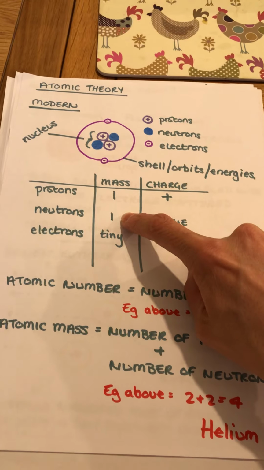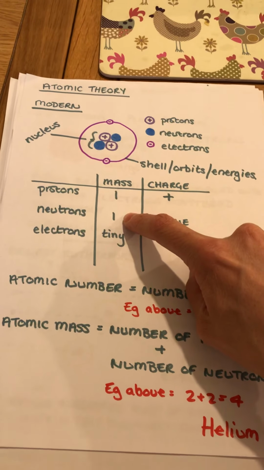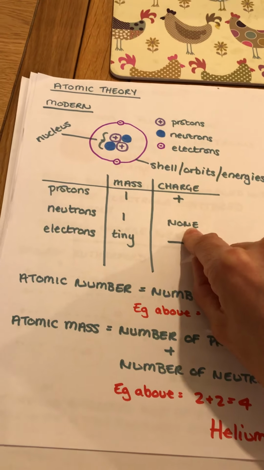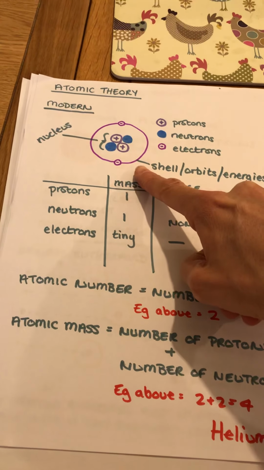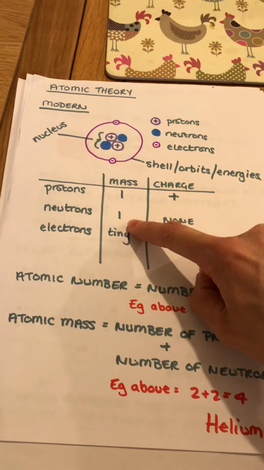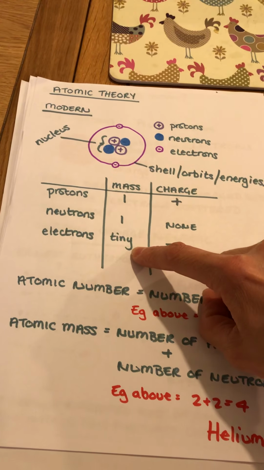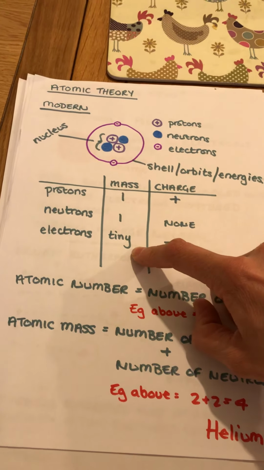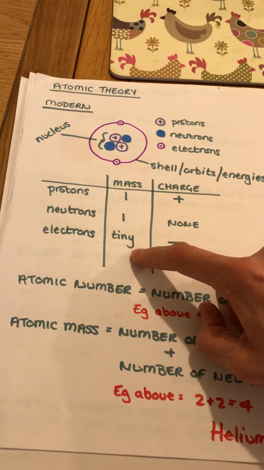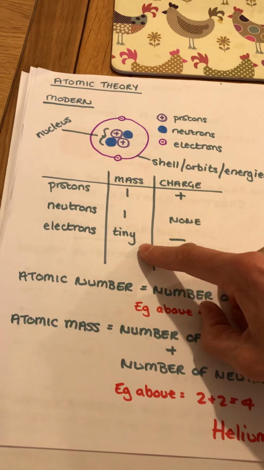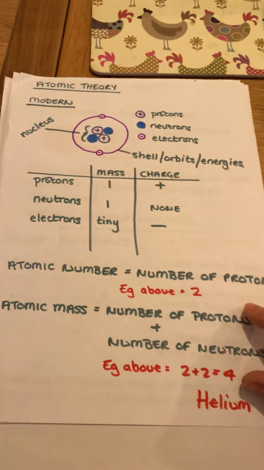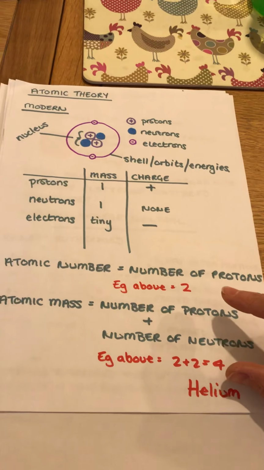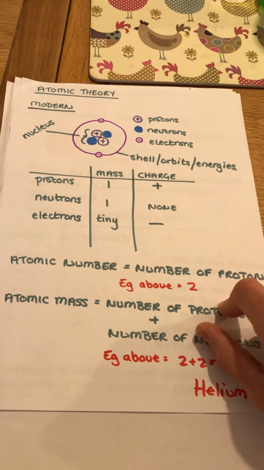The neutrons have a mass of 1. Neutrons are neutral, so they have no charge. So all the mass of an atom is held in the nucleus. And the electrons then have a very, very tiny, negligible mass. They don't contribute much at all, if anything, to the mass of the atom. The electrons are negative. Okay, so I'm hoping this is just a recap of GCSE chemistry.